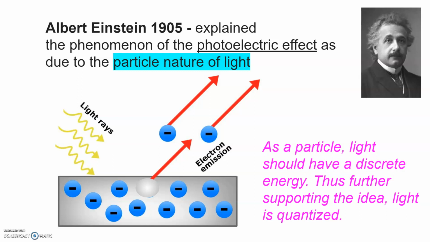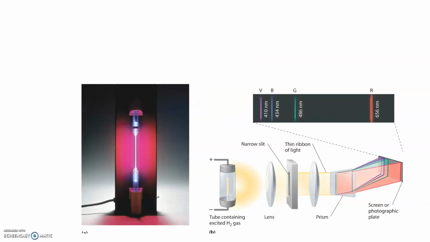So far we looked at two phenomena, blackbody radiation and photoelectric effect, that both support the idea that light is quantized. Let's look at one more. The last one is the emission spectrum of elements.